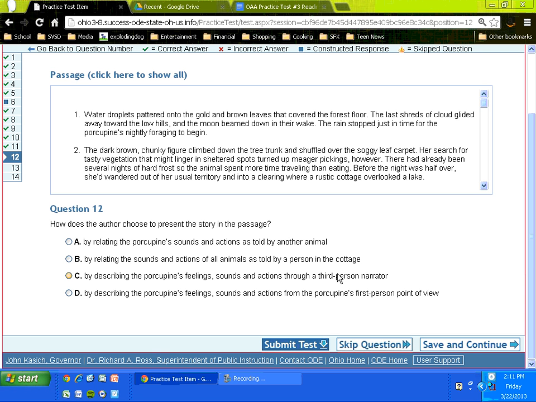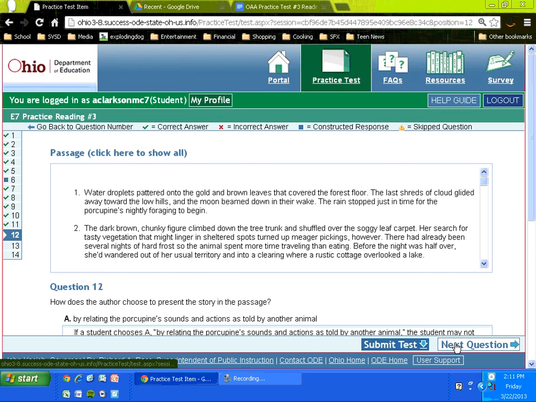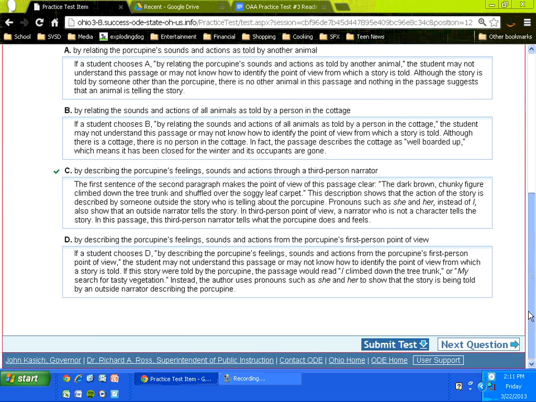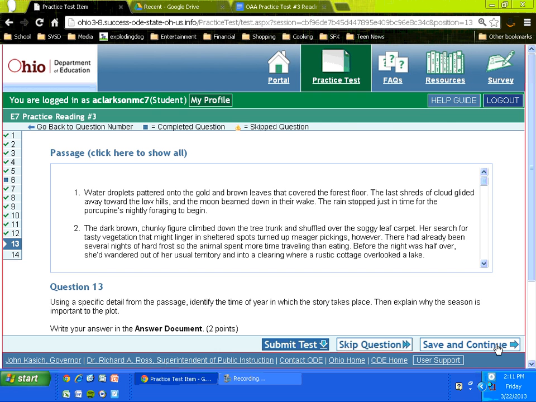B. Why? There are no people in the cottage. By describing the porcupine's feelings, sounds, and actions through a third-person narrator. Sounds good to me. Bingo. Next question.